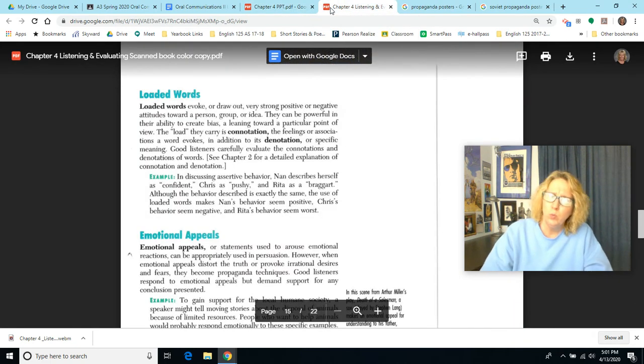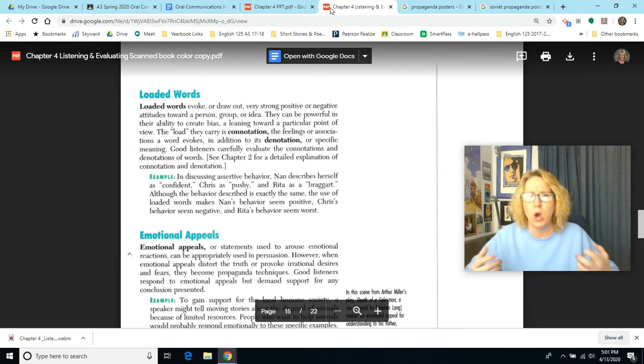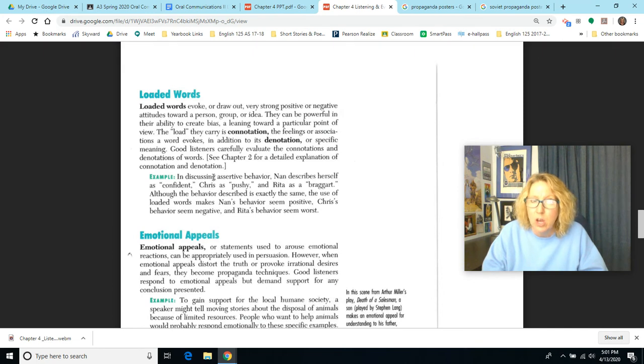Okay, loaded words are just the way that those sound too, that you've got words that draw out strong, either positive or negative feelings. There's a lot of connotation behind it. In other words, feelings or associations, and they create bias. So if you look at the example here in the book, it says, in discussing assertive behavior, Nan describes herself as confident, but Chris as pushy and Rita as a braggart.